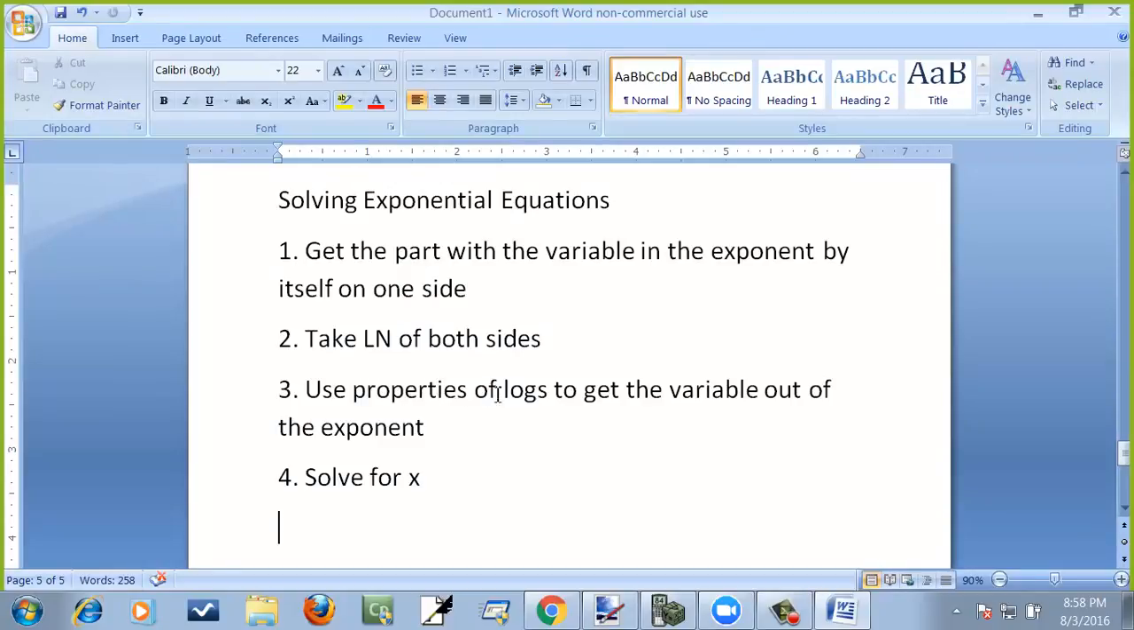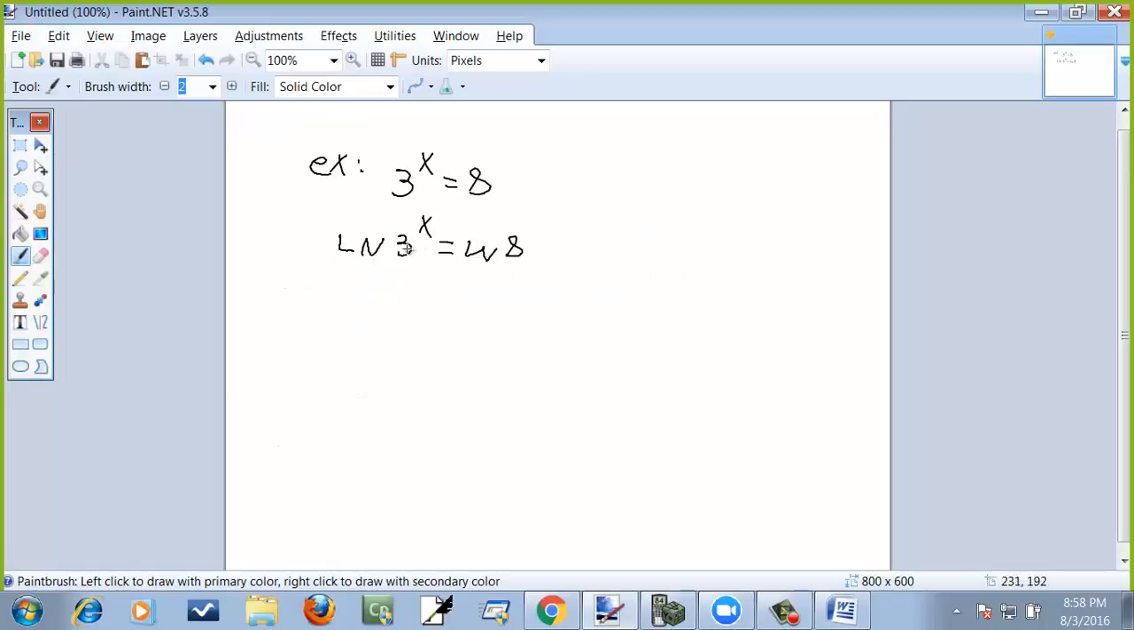Step 3, use properties of logs, get the variable out of the exponent. Remember, if you have a log of something to a power, you can take the power and put it out in front of the log. So we're going to have x natural log of 3 is equal to natural log of 8.